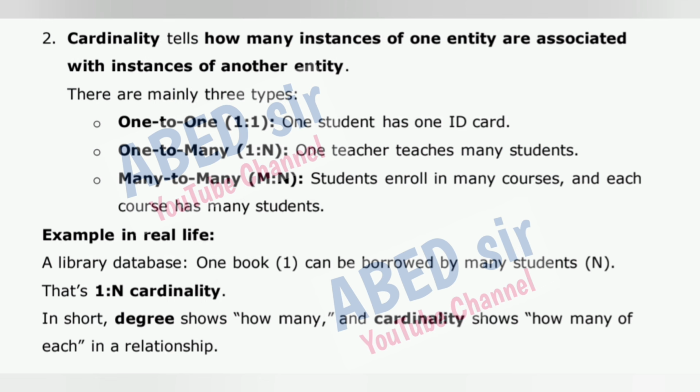Example in real life. In a library database, one book can be borrowed by many students, n. That's 1, n cardinality. In short, degree shows how many entities, and cardinality shows how many of each in a relationship.